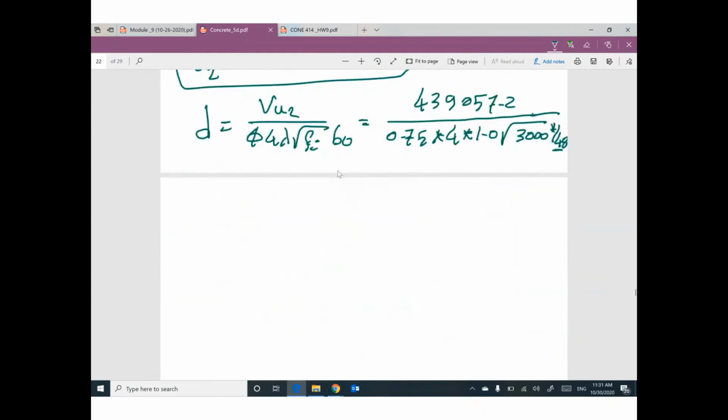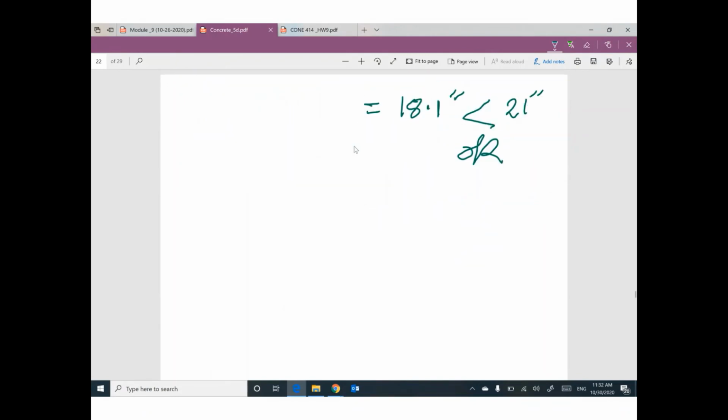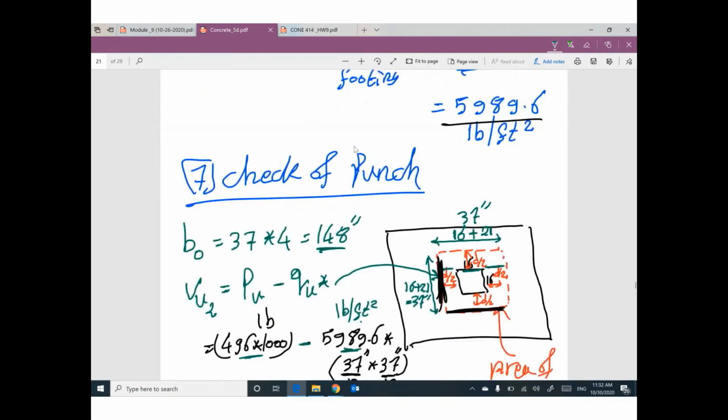So what is the value of depth? I hope the value will be good. Here you go, 18.1 inch. What did you assume? Wow, we are good. This is for punching. We need to check step number 8.